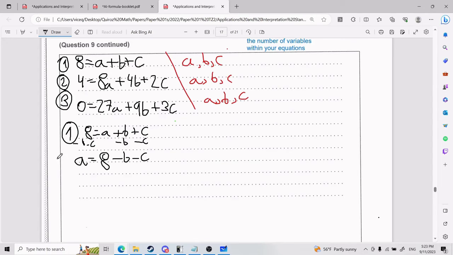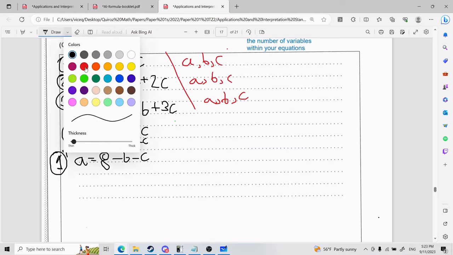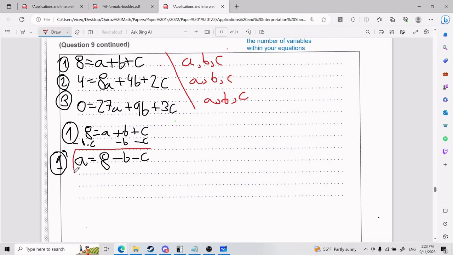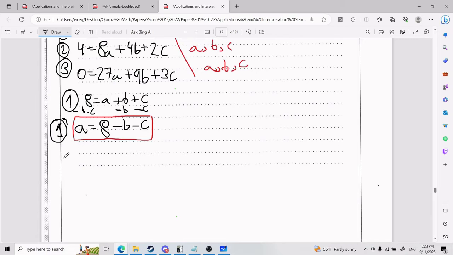So right now I have a alone, and I'm going to call this 1 prime. So 1 prime is going to be this here. It is a equals blah, blah, blah. I call it prime just to be organized and know, this is an equation that I edited. It's modified. Again, it's just a way to keep things clean. It's just how I do it. You find your own way. So I'm going to go ahead and plug in 1 prime into the second one.